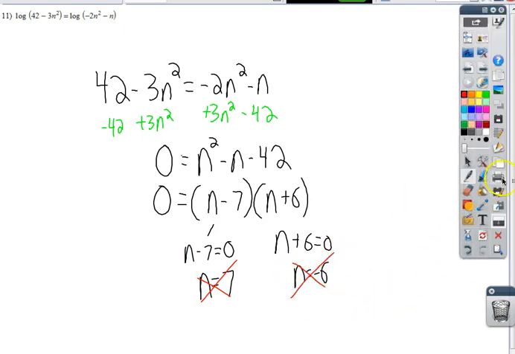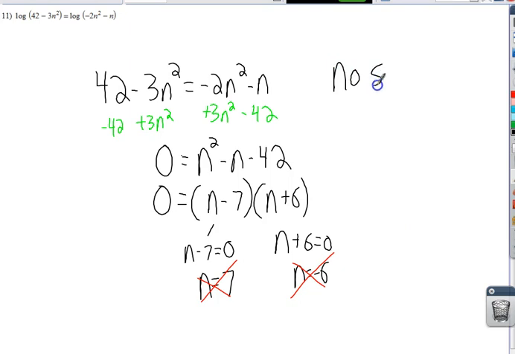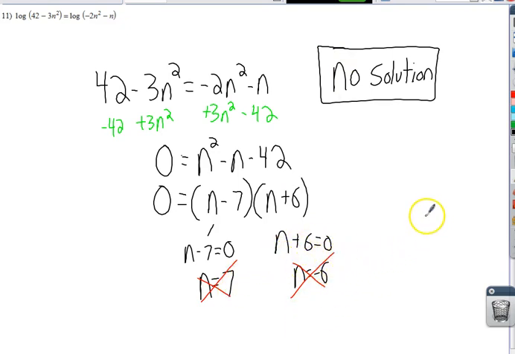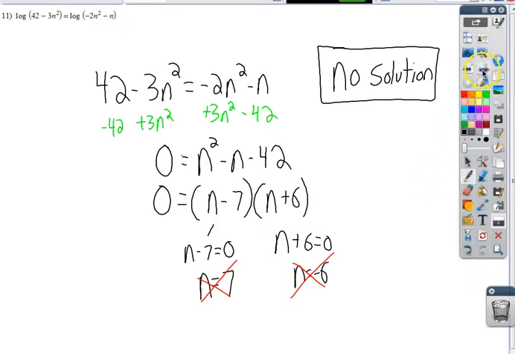So I thought I had two answers. Turns out none of them actually worked, so I have a no solution problem. That problem is no solution because I don't have a viable answer to my question. I thought I had two. They don't work. Now, if one of them worked, I would circle that and be like, all right, one didn't work, but one did. But it turns out in this case, neither of them did.